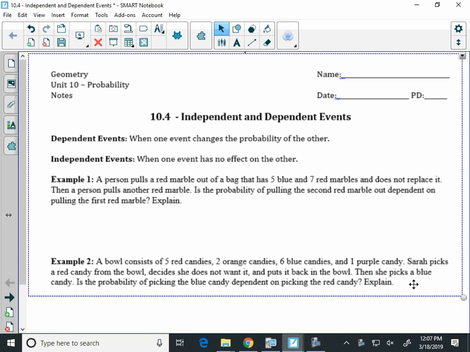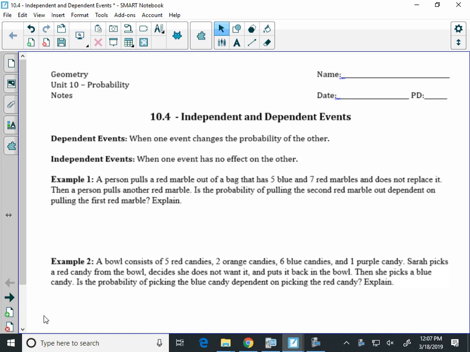Let's find out what an independent and dependent event is. Dependent events is when one event changes the probability of the other. Meaning the first event is depending on what happens with the second event. It affects its probability.